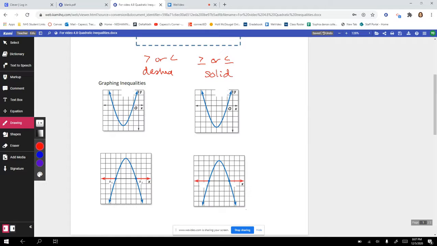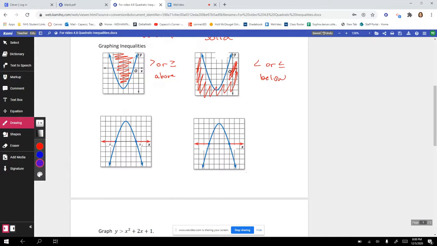So if I have it, it opens up. Remember, greater than or equal to is above, right? So in this case, the above is going to be right inside. It's going to be above the line. Same thing if it was less than or equal to, we would graph below the line. So in this case, below is going to be right here.